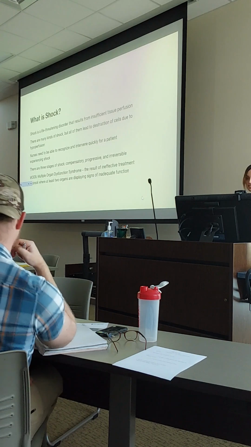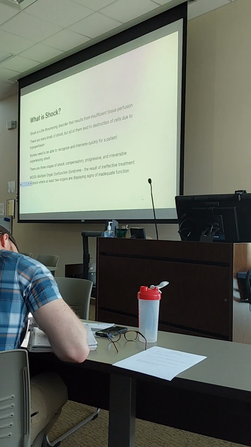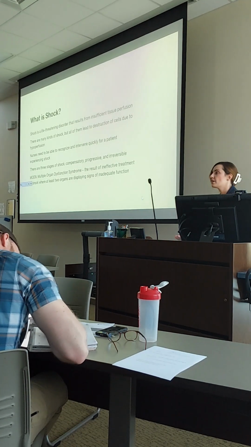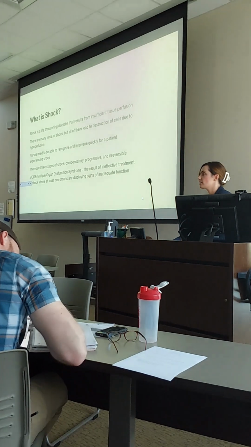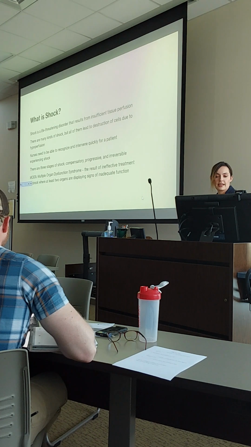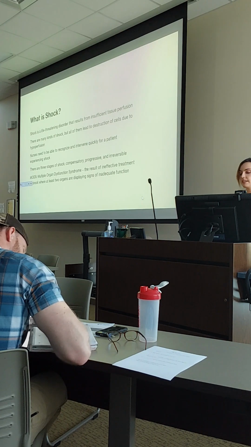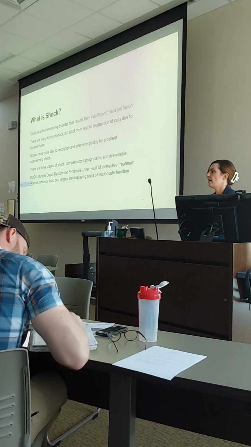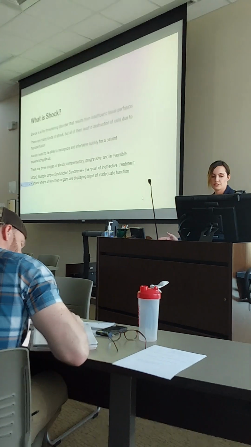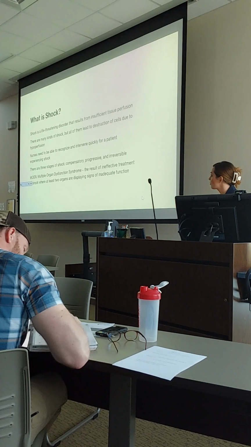So what is shock? Shock is a life-threatening disorder that results from insufficient tissue perfusion. There are many kinds of shock. You guys are going to cover the other types of shock later in the semester. So today we are only going to talk about cardiogenic shock. It's an emergency, and you need to be able to recognize the signs and symptoms. I want you to know that it is progressive. It goes from compensatory to progressive to irreversible, and that's true of all shocks. I also put on there multiple organ dysfunction syndrome, where you have at least 2 organs displaying signs of inadequate function.